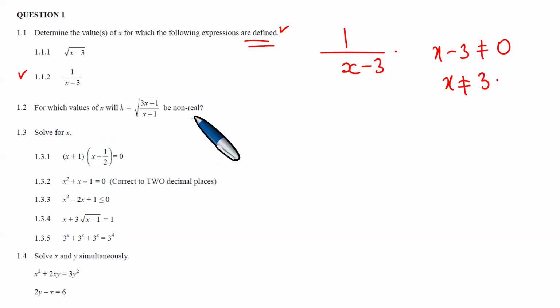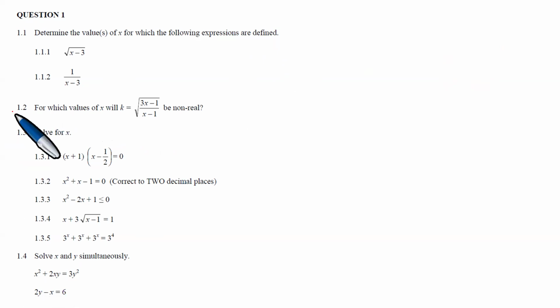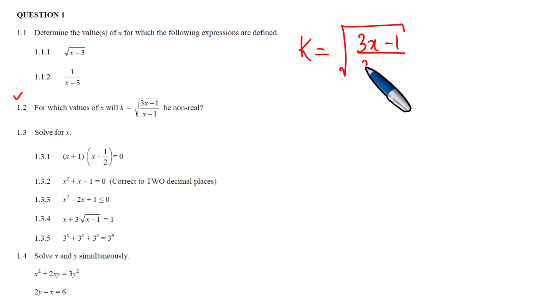For which values of x will this expression be non-real? 1.2, for which values of x will k equals the square root of 3x minus 1 divided by x minus 1 be non-real? Non-real. For what values of x?